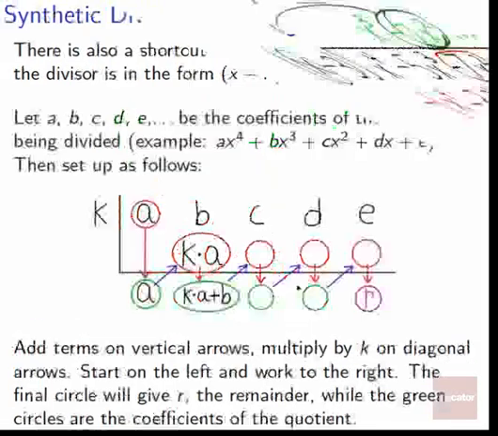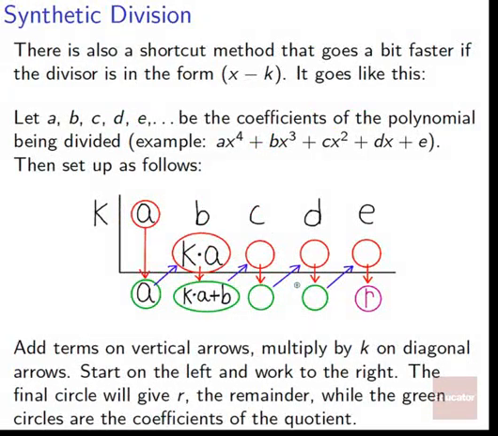All right. There's also a shortcut method that goes a bit faster if the divisor is in the form x minus k. And notice it has to be in the form x minus k. If it's in a different form, like x squared plus something, can't do it. Now notice that you could deal with x plus 3, which would just mean that k is equal to negative 3, right? So that's okay. It just has to be x and then a constant. So that's the important thing if we're going to use synthetic division.